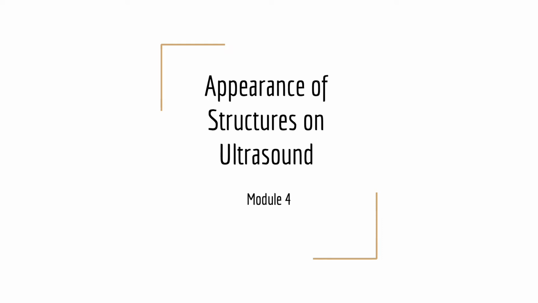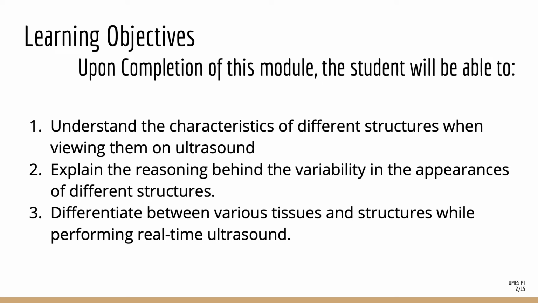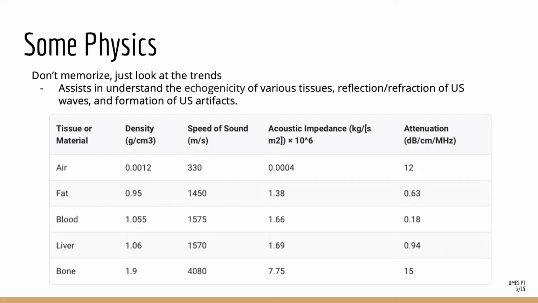Welcome to Module 4. You're halfway done. We are going over the appearance of structures on ultrasound. Upon completion of this module, the student will be able to understand the characteristics of different structures when viewing them on ultrasound, explain the reasoning behind the variability in the appearances of different structures, and differentiate between various tissues and structures while performing real-time ultrasound.